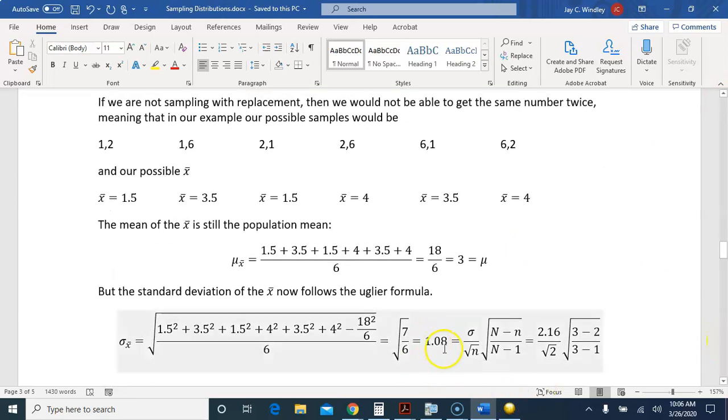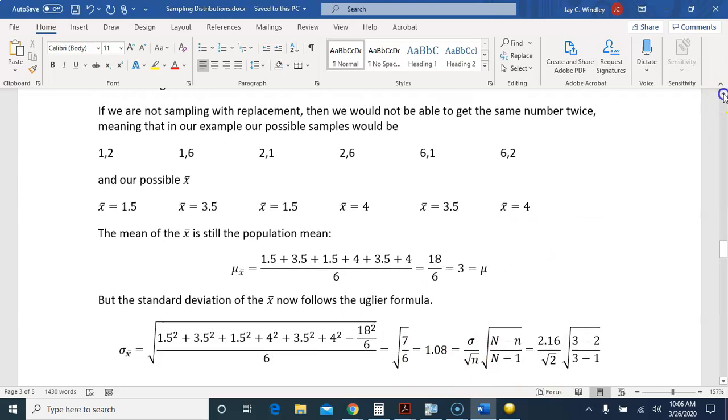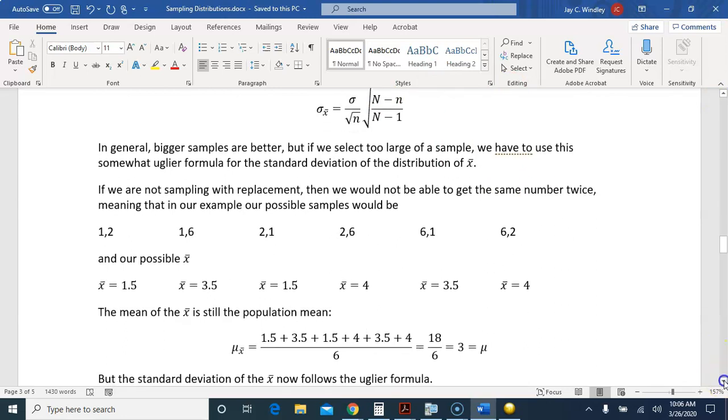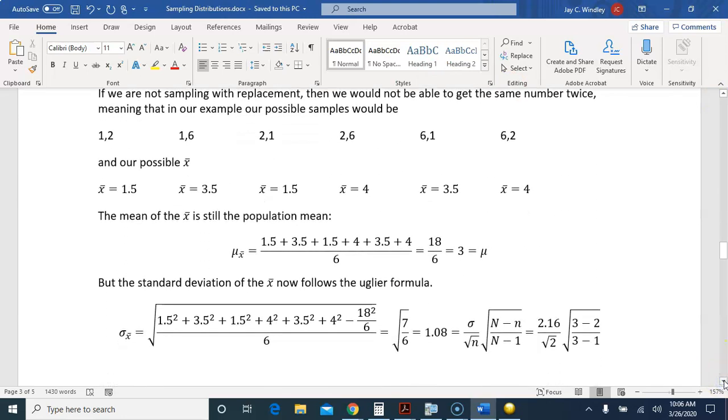So why is it 1.08? It's because it's following this uglier formula with this extra radical at the end. So it's the population standard deviation divided by radical n, and then this extra radical, population size minus the sample size over the population size minus 1.